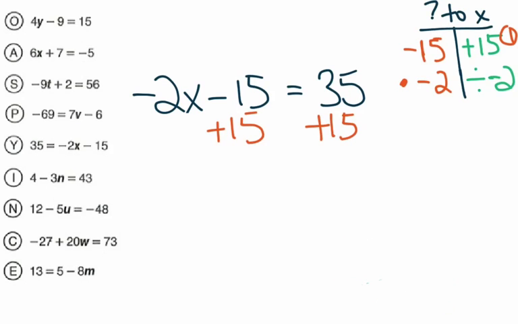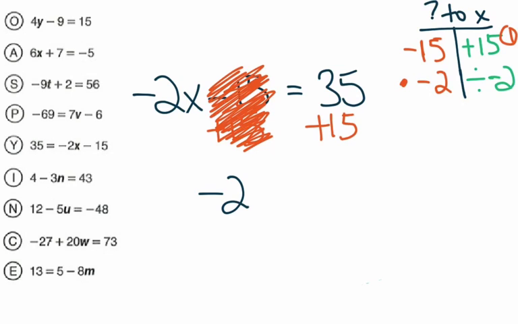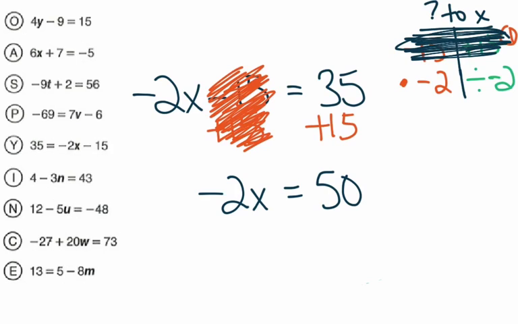Erase this. Notice that these 15s go away. A positive 15 and a negative 15, they eliminate each other. And I'm left with negative 2x equals, then I have 35 plus 15. So if you do that in your calculator or you manually do it, it's 50. So negative 2x equals 50. So the 15s are gone, so I'm done with that step.